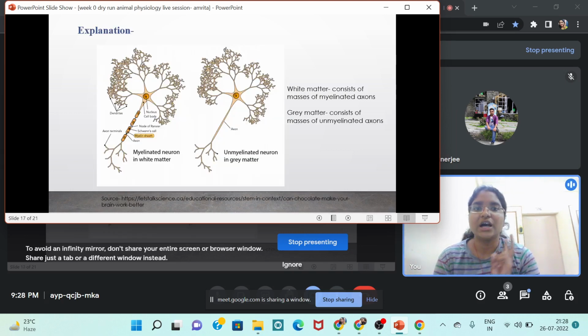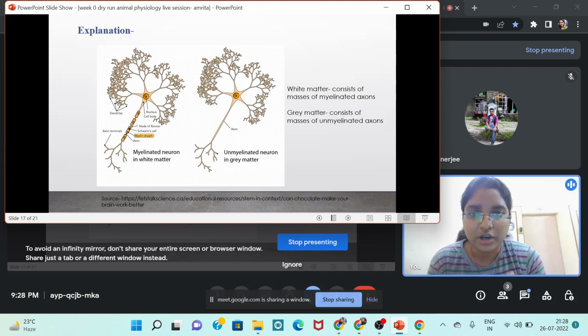Here are two pictures which differentiate between myelinated neurons and unmyelinated neurons. Myelinated neurons are those which have a myelin sheath in their axon, whereas unmyelinated neurons are the ones which do not have a myelin sheath. So white matter mainly consists of masses of myelinated axons, and gray matter consists of masses of unmyelinated axons. So the answer is myelinated axons.